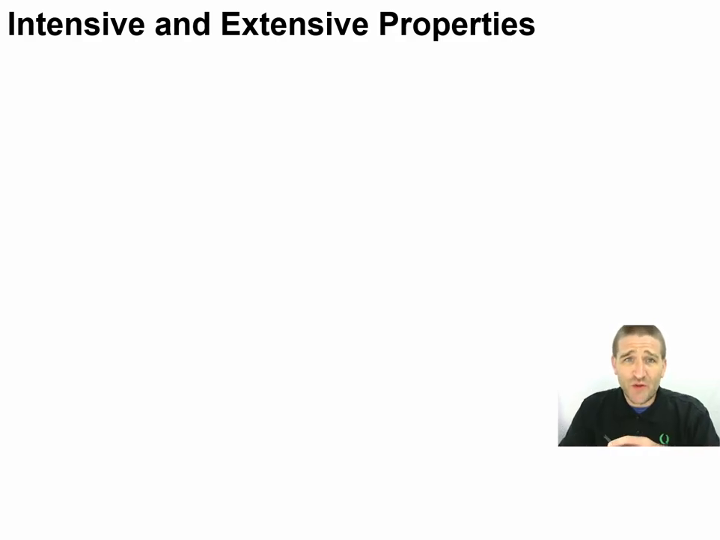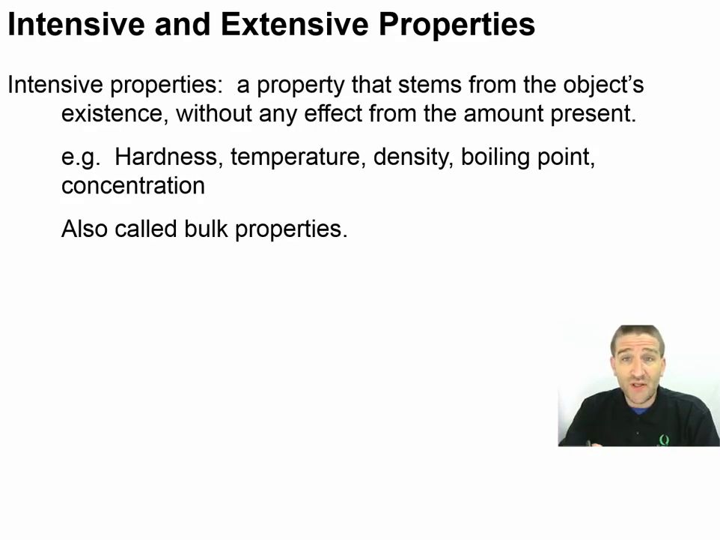In chemistry, we're going to focus on two major categories of properties, our intensive and extensive properties. Intensive properties are properties that stem from the object's mere existence. It doesn't matter how much is there, that property will be unchanged. A good example of that is the hardness of something. A small rock and a big rock have the same hardness if they're the same material.